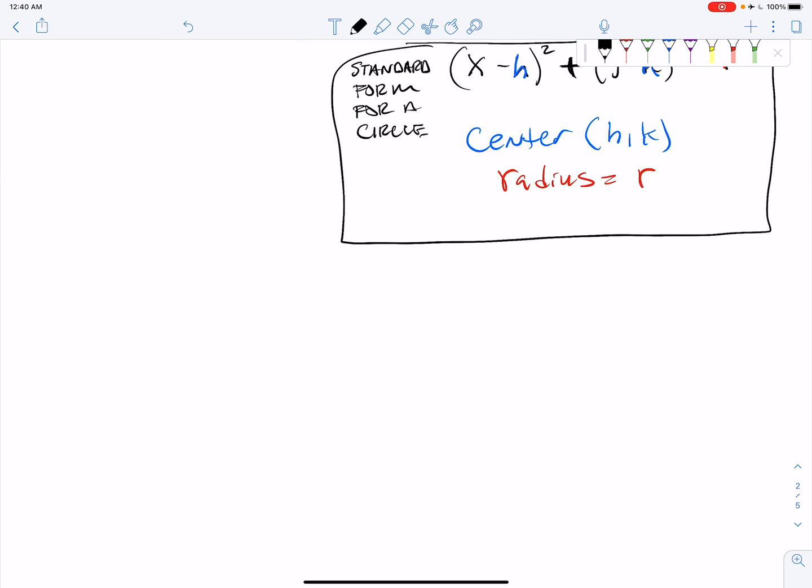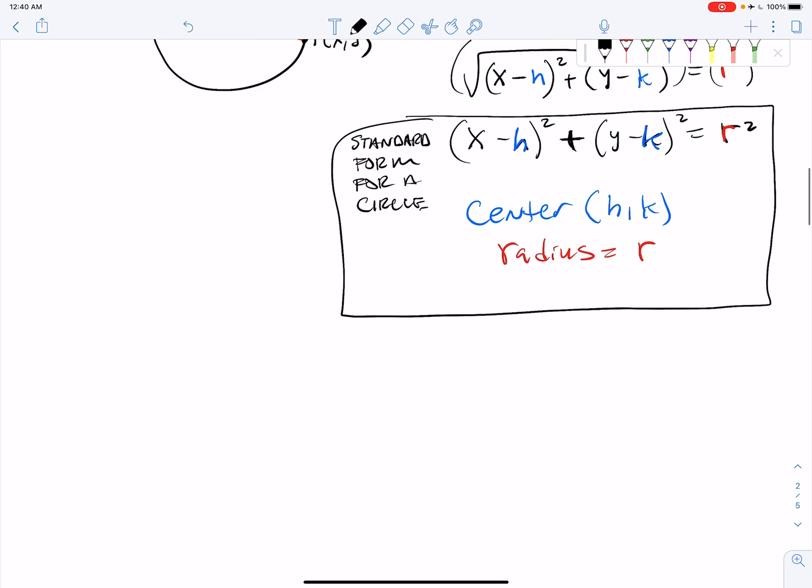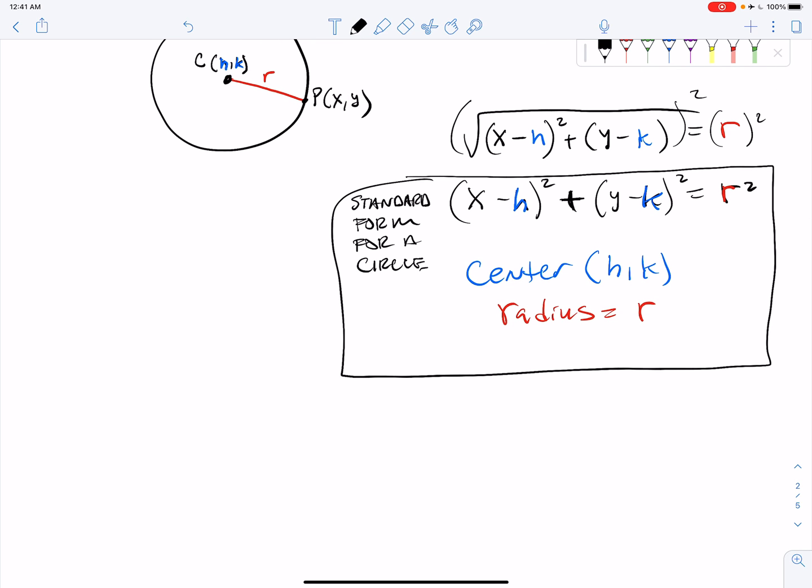Yeah, we could also have the general form of that circle, and it's not as helpful, because when you have it in standard form, there's a lot of great things you can glean from this equation. The blue h and k is our center, and the red r is the radius, so you can draw a circle quickly if you know its center and radius.